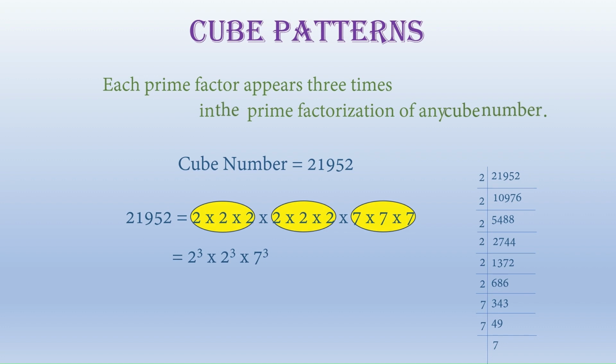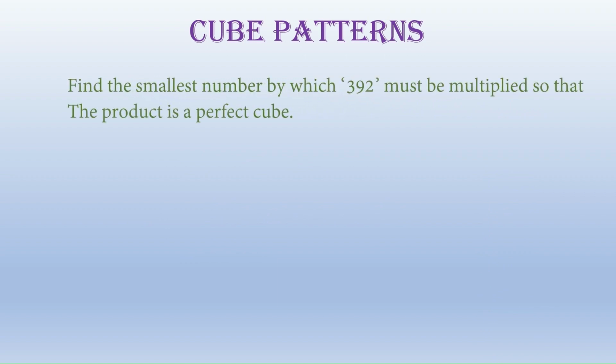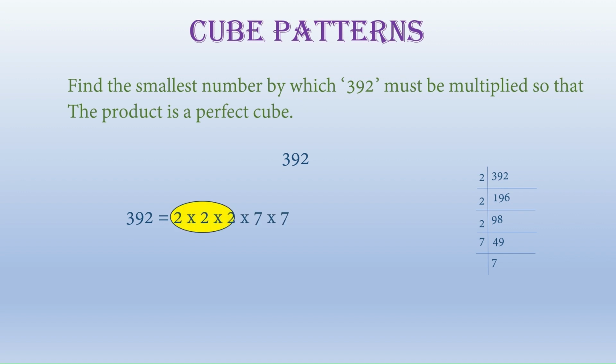Now, way to use this concept. Take this particular scenario. It is like to find the smallest number by which 392 must be multiplied so as to make the product a perfect cube. First thing is to see whether the given number is perfect cube or not. Take this 392 and do the prime factorization of that. Now if we observe here, 2 appeared 3 times and 7 appeared 2 times. We'll write the number as product of these prime factors. Only 3 times 2 is available. 7 is there for only 2 times.